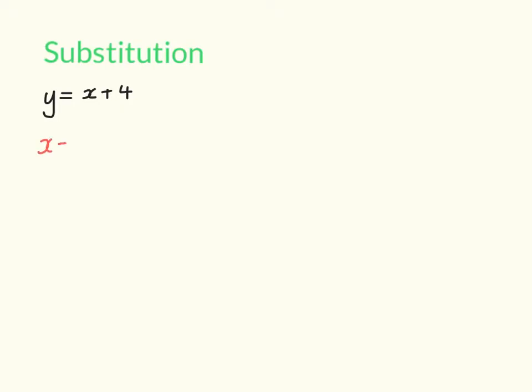So let's say we have x equals 1, and we're going to substitute that into our equation. We're going to write y equals, now instead of the x, I'm going to put the number 1. So y equals 1, and I've got the plus 4 from my equation. Now that's just a simple sum, 1 plus 4, that gives us 5. Let's try it again. This time we're going to use a different value of x. We're going to use x equals 2.